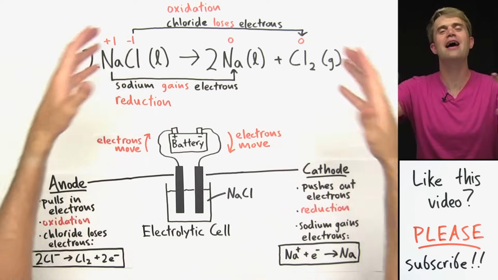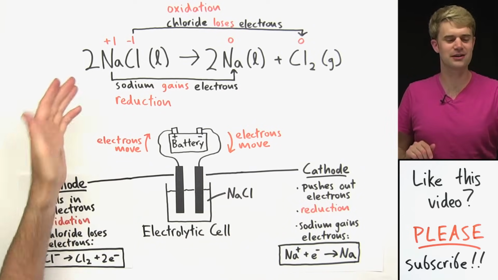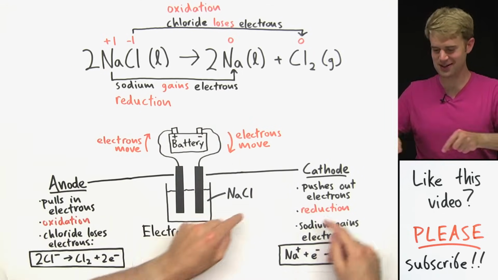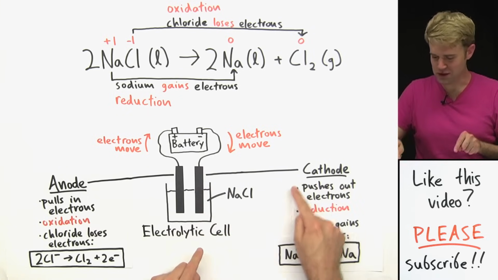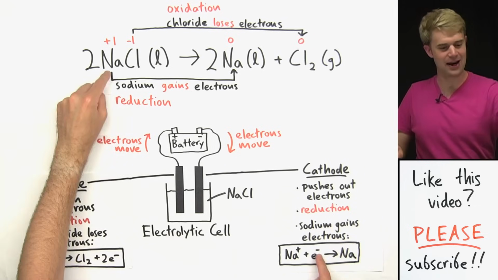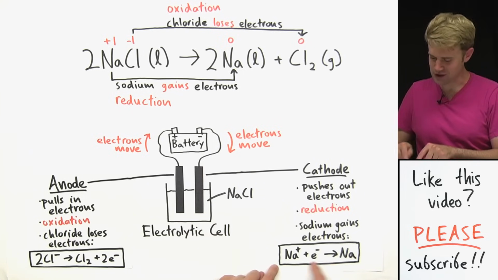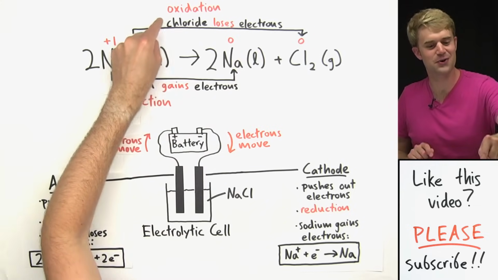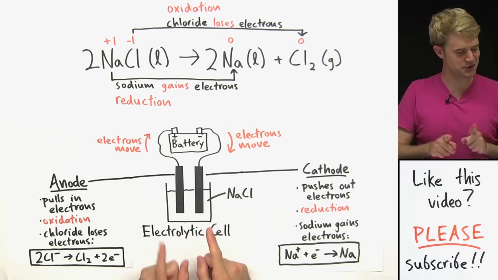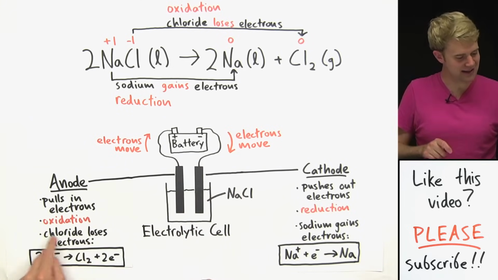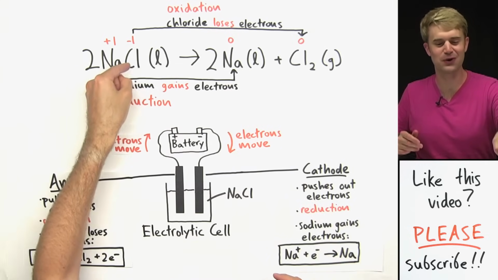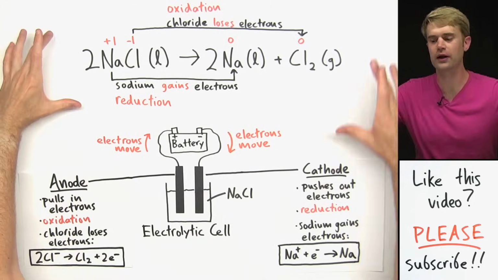So let's just pull everything together that we talked about. Here is our final equation for the electrolysis of sodium chloride. This happens because sodium gains electrons and is reduced. This happens at the cathode in the electrolytic cell, which pushes out electrons. It's where reduction takes place, and it's where sodium gains these electrons. Here is the half reaction for the reduction of sodium. Then chloride loses electrons. It undergoes oxidation, and this happens at the anode in the electrolytic cell. The anode pulls in electrons, oxidation happens there, and here is the half reaction for chloride losing electrons and getting oxidized. So that's how sodium chloride turns into sodium and chlorine gas during electrolysis.